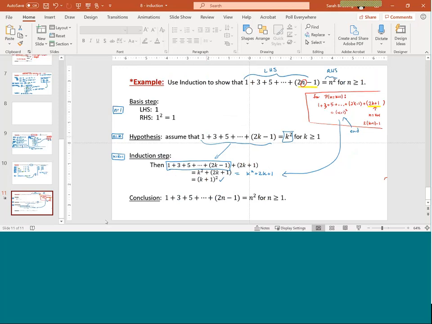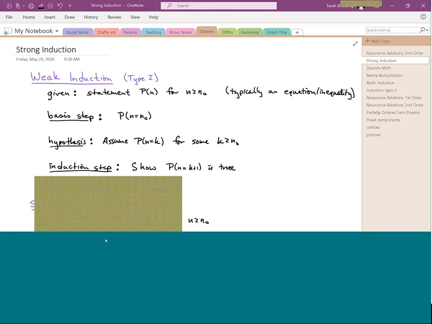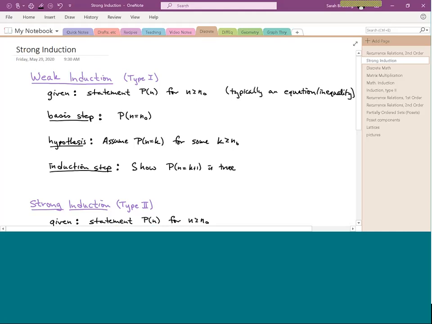And I have it in a different file, so let me pull up that other file. Strong induction. All right, this looks like the right one. Let's get rid of that so you can see it easier. Get me with my correct drawing marker, and we are off to go. And stop sharing this one. All right, there we are.